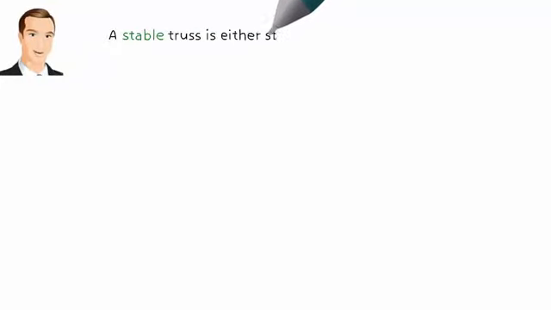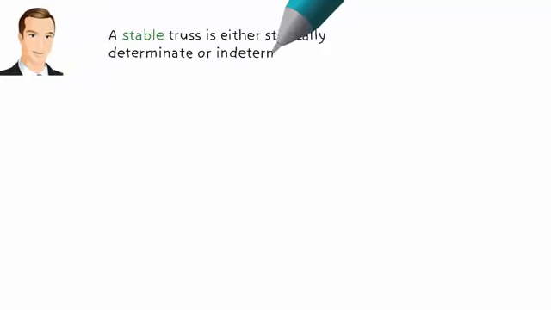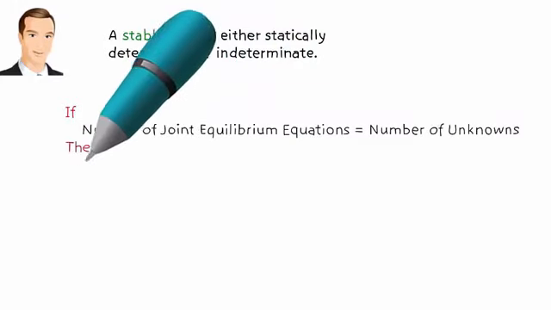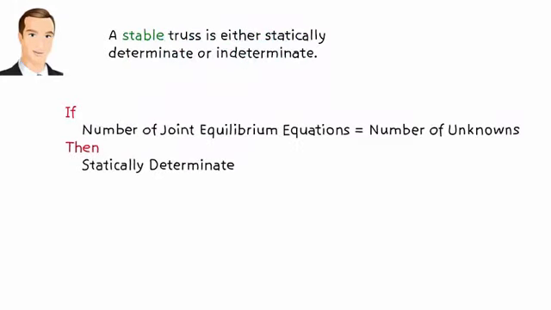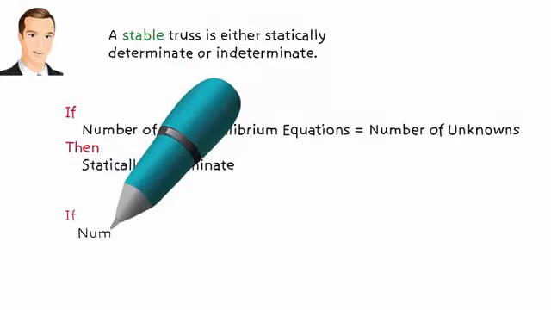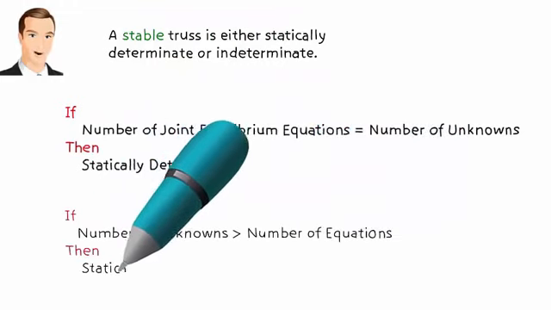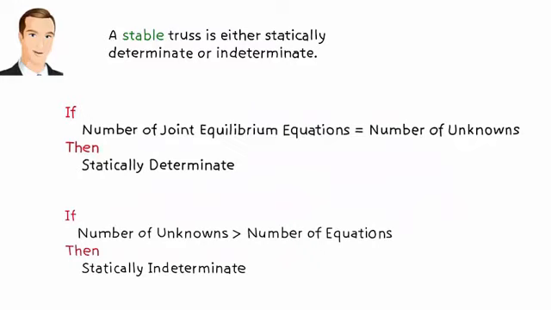A stable truss is either statically determinate or indeterminate. If the number of joint equilibrium equations equals the number of unknown forces in a stable truss, we call it statically determinate. On the other hand, if the number of unknowns is greater than the number of equations, the truss is said to be statically indeterminate.